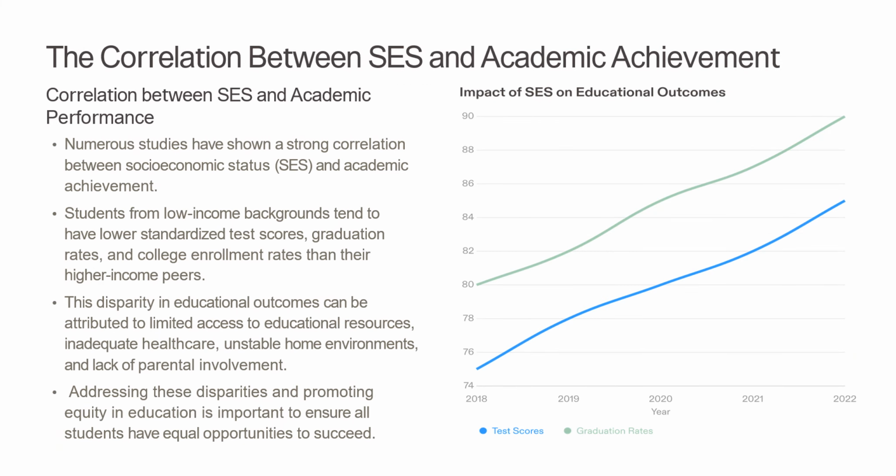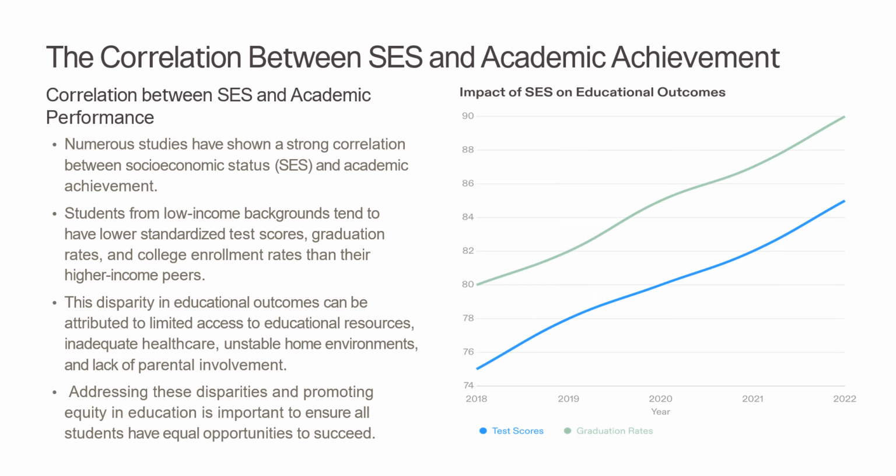The correlation between socioeconomic status and academic performance is well documented, with numerous studies highlighting the impact of economic background on educational outcomes. Students from low income backgrounds consistently demonstrate lower standardized test scores, graduation rates, and college enrollment rates than their higher income peers. This disparity in academic achievement can be attributed to several factors.